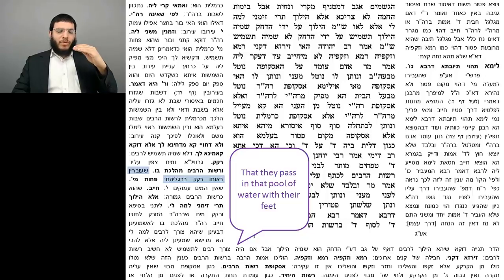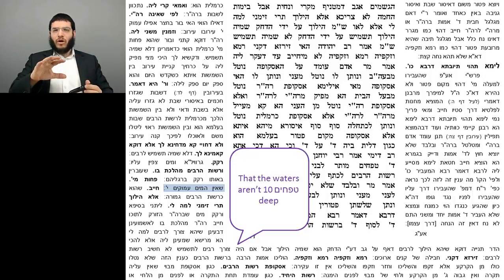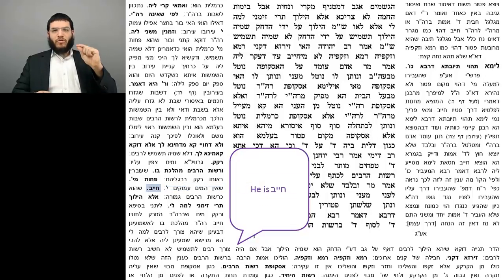So he said, and what's the depth of such a pool? Less than 10 tefachim, that the waters aren't 10 tefachim deep. So if there was a pool of water that's not 10 tefachim deep, that the public walked through it, and somebody threw an item in it from 4 amos in the Reshus HaRabim, and it landed into it, the din is that he is chayav for throwing 4 amos in the Reshus HaRabim. Says the Gemara, because it's like a complete Reshus HaRabim.